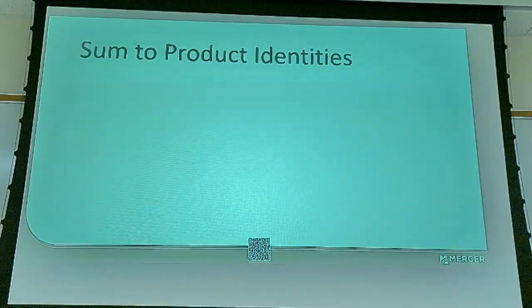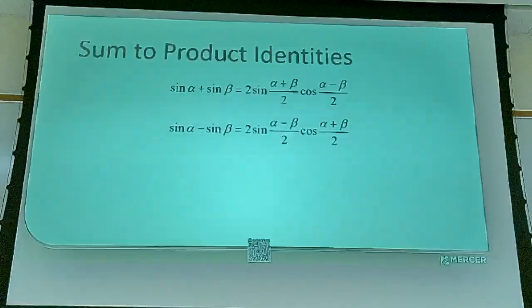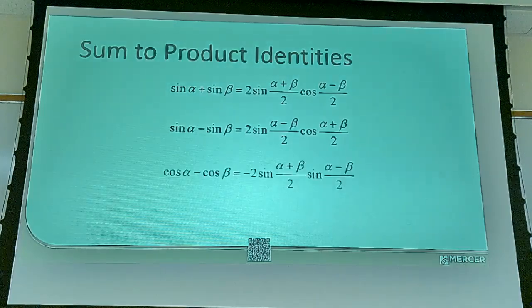Sum to product. And this will allow us to write the sum of combinations of sines and cosines as a product. Sine alpha plus sine beta is 2 times sine of alpha plus beta over 2 times cosine of alpha minus beta over 2. Sine alpha minus sine beta is 2 sine of alpha minus beta over 2 cosine of alpha plus beta over 2.